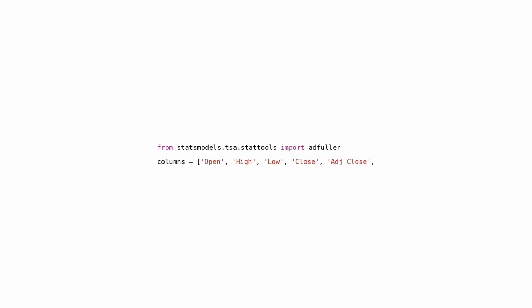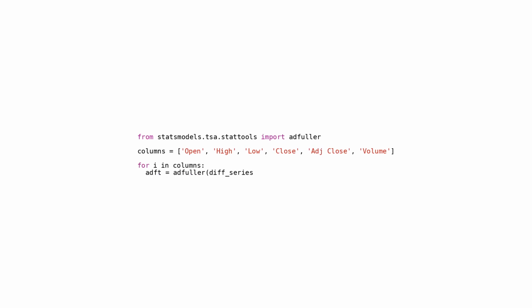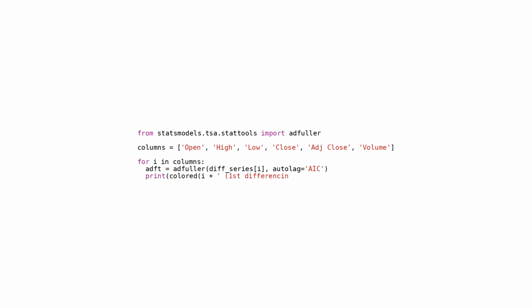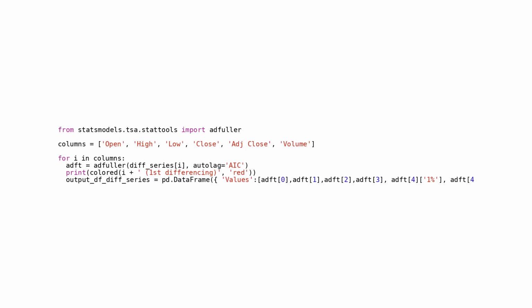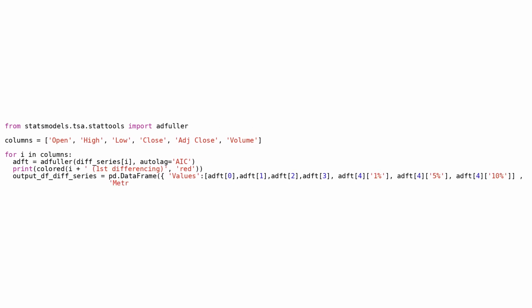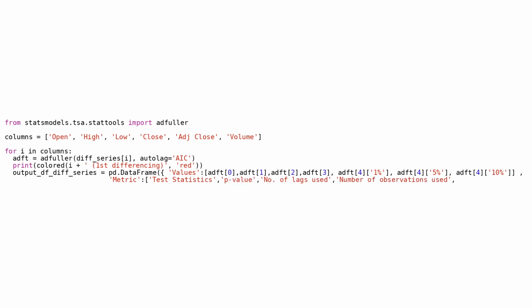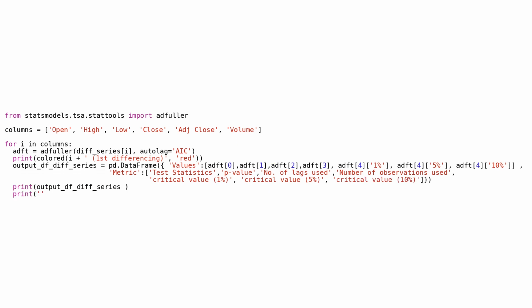The code is performing an augmented Dickey-Fuller test on each column of time series data. First, it takes the first difference of the series to make it stationary. Next, it iterates through each column such as open, high, low, and computes test statistics, p-value, number of lags, number of observations, and critical values at different significance levels. Finally, the results for each column are printed after the first differencing step.